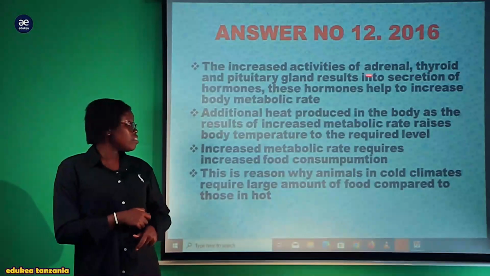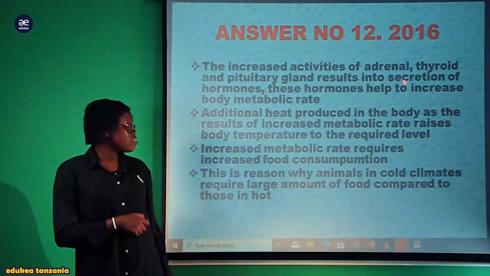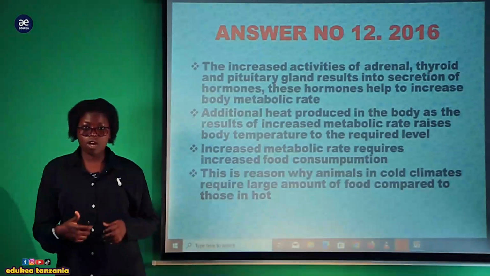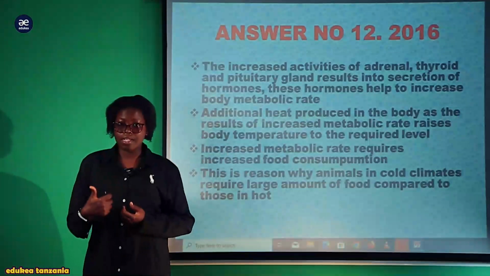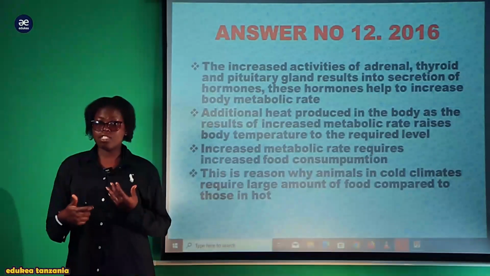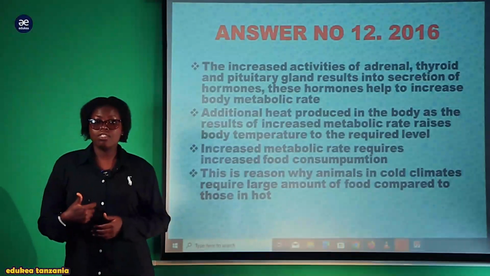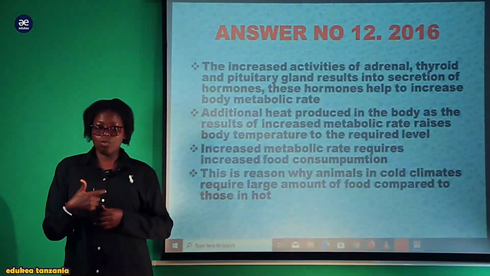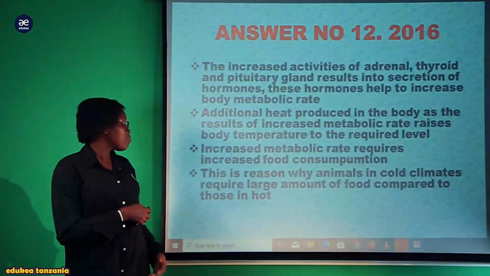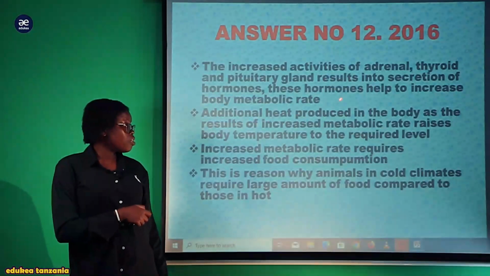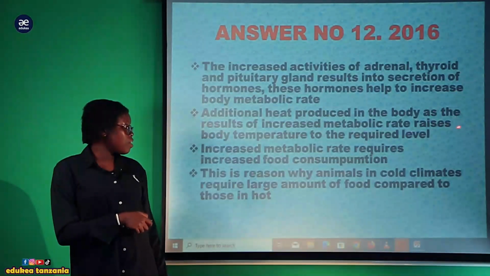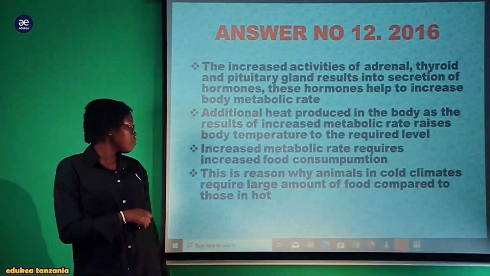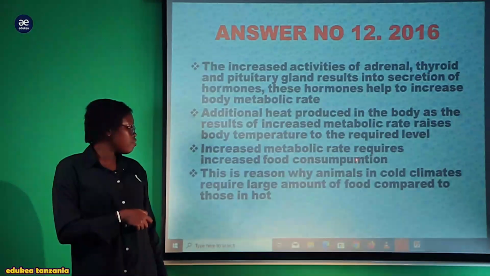Also, the increased activities of the adrenal, thyroid and pituitary glands result in the secretion of hormones. These hormones increase the body metabolic rate. We see that hormones, for example adrenal and pituitary, are responsible for maintenance of the internal temperature, increasing the temperature in the body condition, to increase this metabolic heat. Likewise, additional heat produced in the body has the result of increasing metabolic rates and raises body temperature to the required level. So, increased metabolic rate requires increased food consumption.